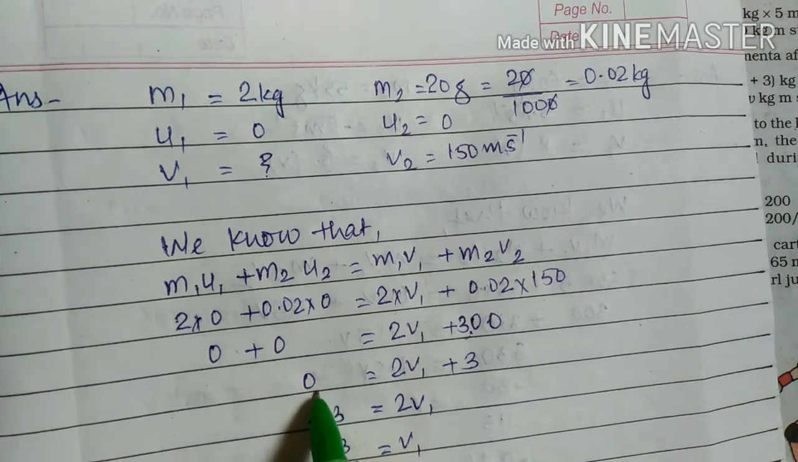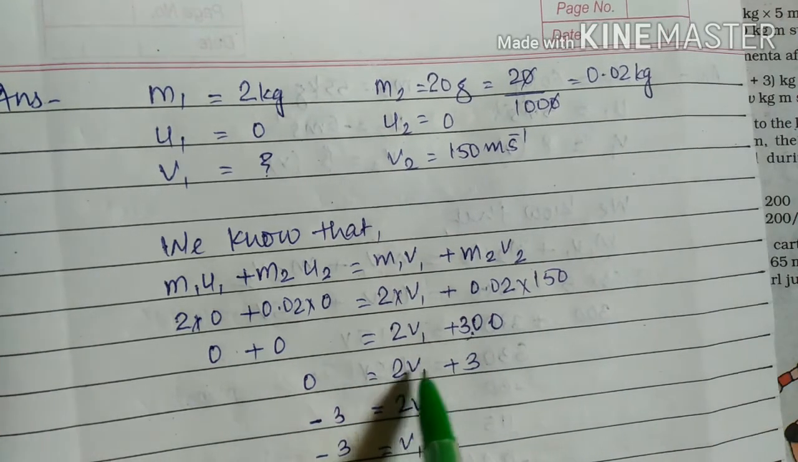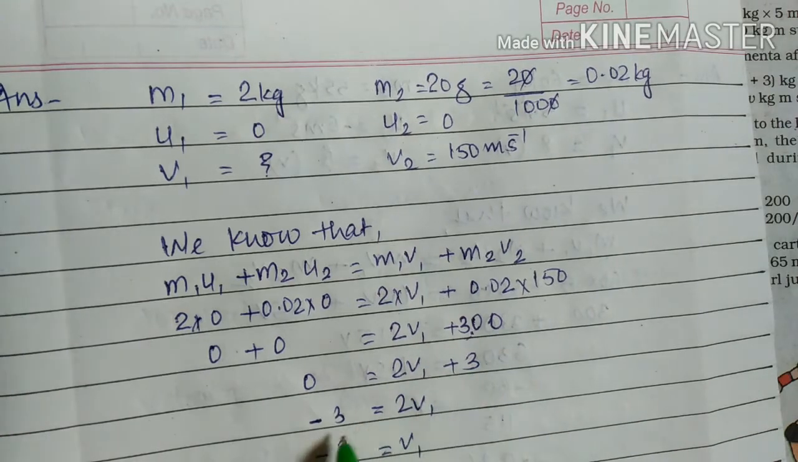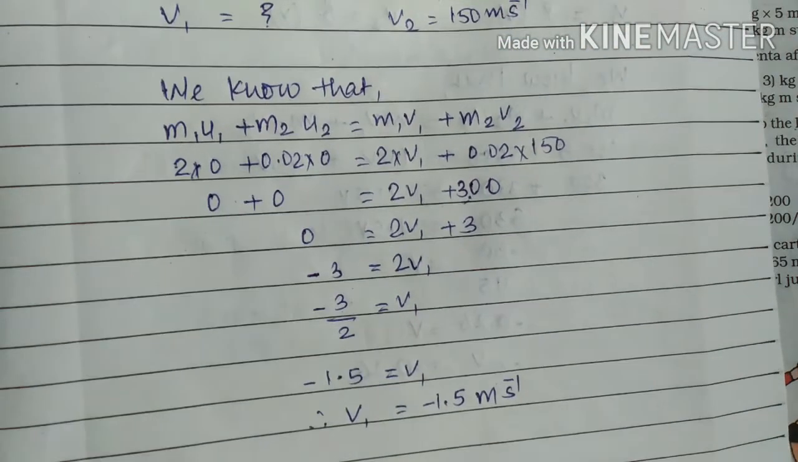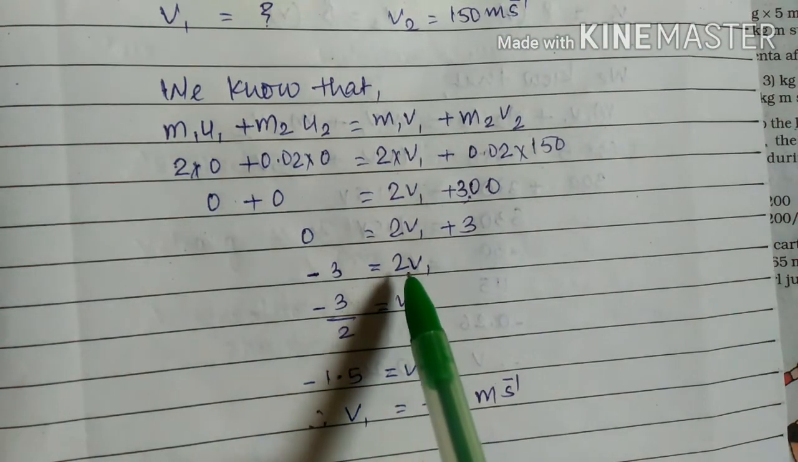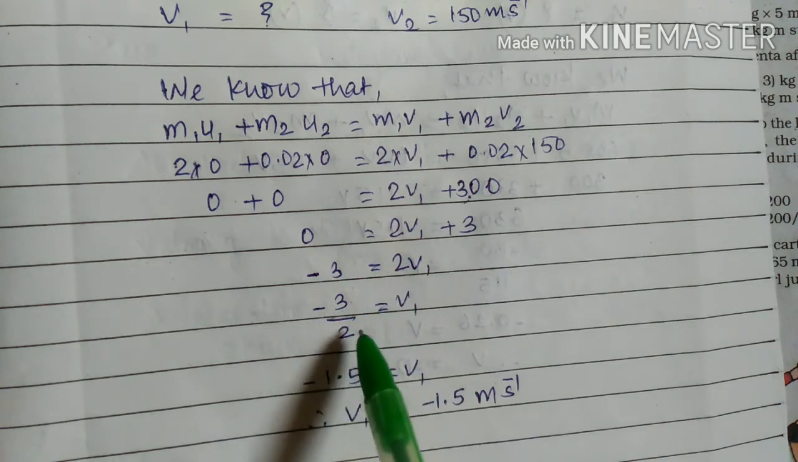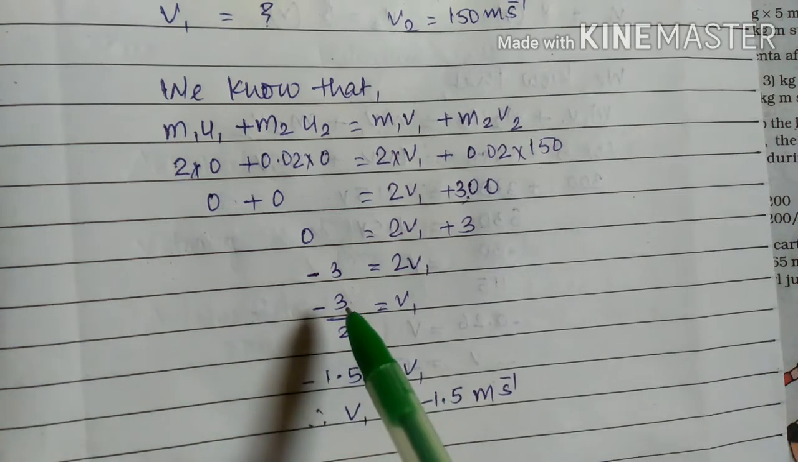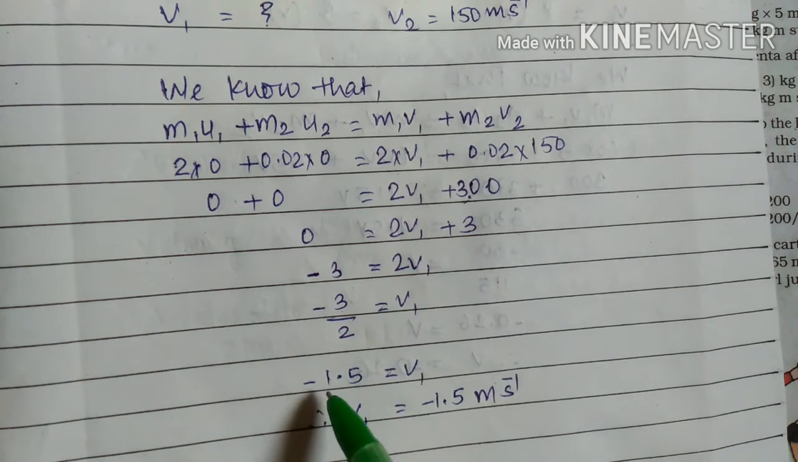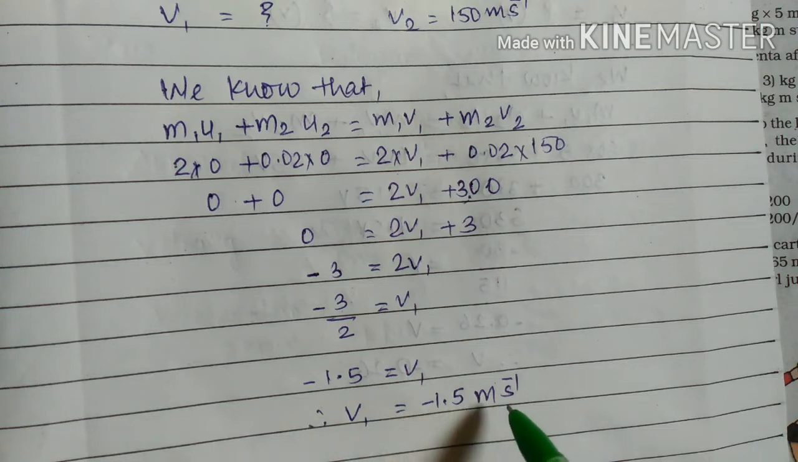Now 0 plus 0, 0 is equal to 2 v1 plus 3. Now take 3 to the left hand side, it becomes minus 3. Then 2 is multiplied with v1, so you can take it to the left hand side, it becomes a denominator. Now when we divide 3 by 2, it becomes 1.5 with minus sign, which is equal to v1. Then v1 is equal to minus 1.5 meter per second.